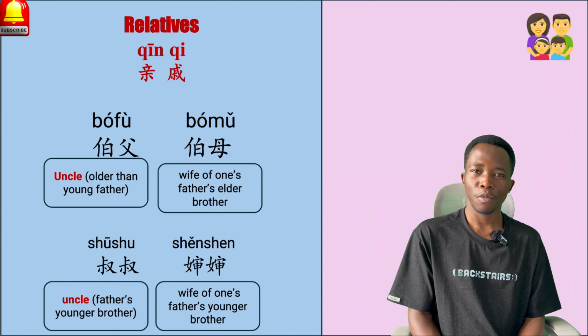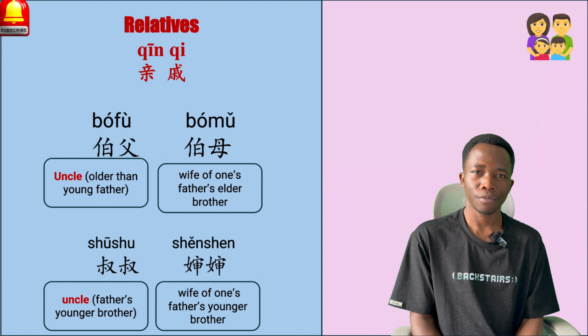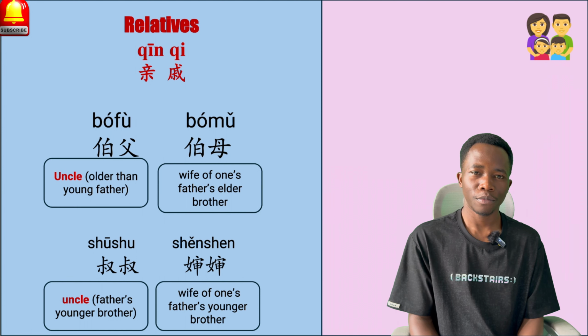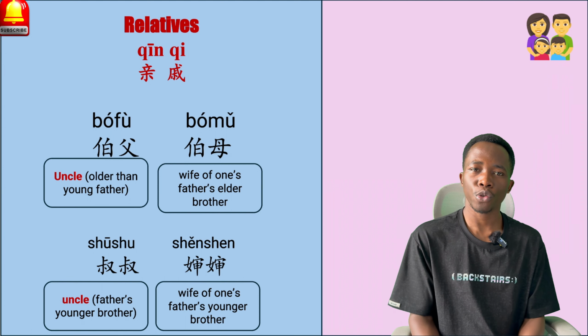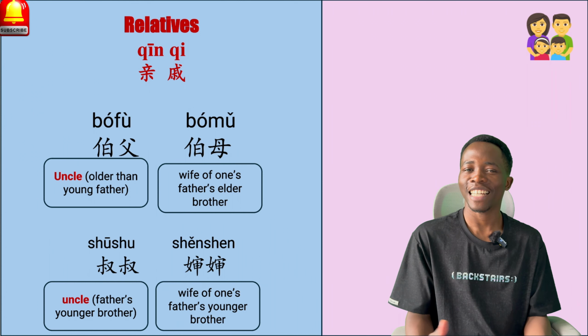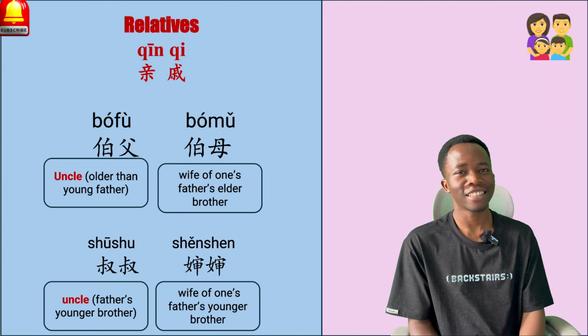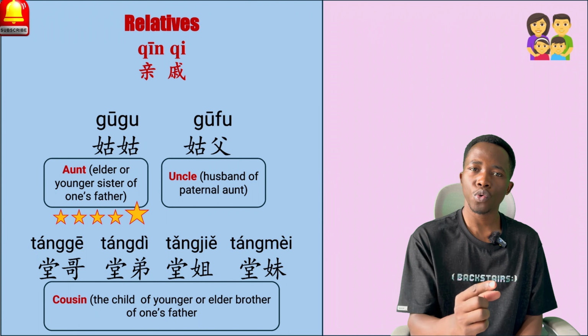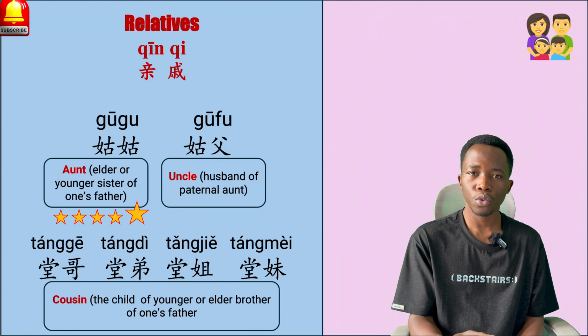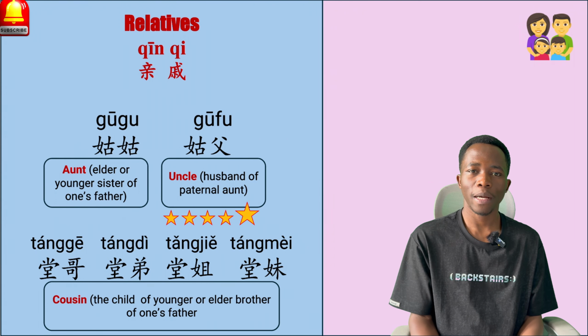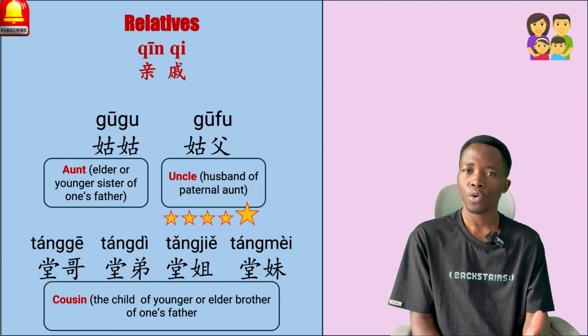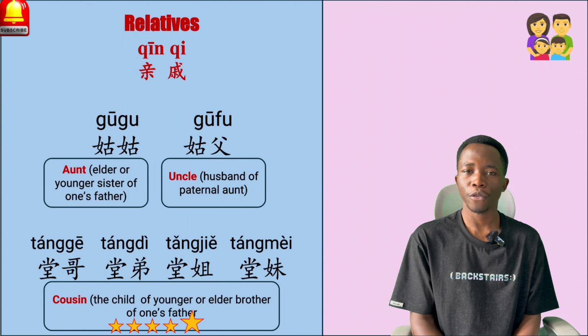Let's look at them. 伯父, 伯母, 叔叔, 婶婶. Get it? Paternal aunt is 姑姑. And her husband is 姑父. 姑姑, 姑父.